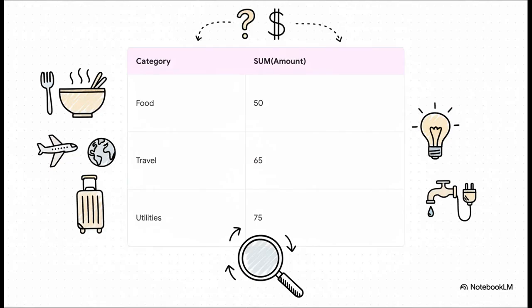And there it is, our answer clear as day. Right away, you can see we spent 50 on food, 65 on travel, and 75 on utilities. And just like that, case closed. We now know exactly where the money went.